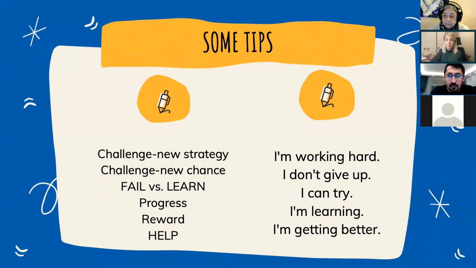"I'm working hard" could be a very good statement that the students need to practice. "I don't give up" would also be a very effective statement. "I can try, I'm learning, and I'm getting better." So if we are to set some rules in the classroom, we could also set some growth-oriented statements on our classroom walls, in order to remind them what they can do by themselves when they're struggling.